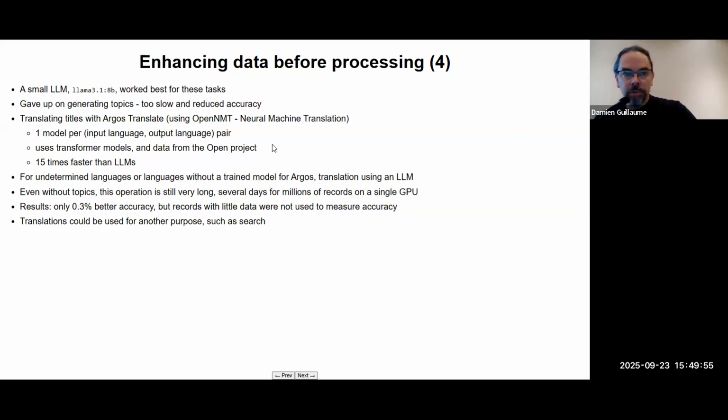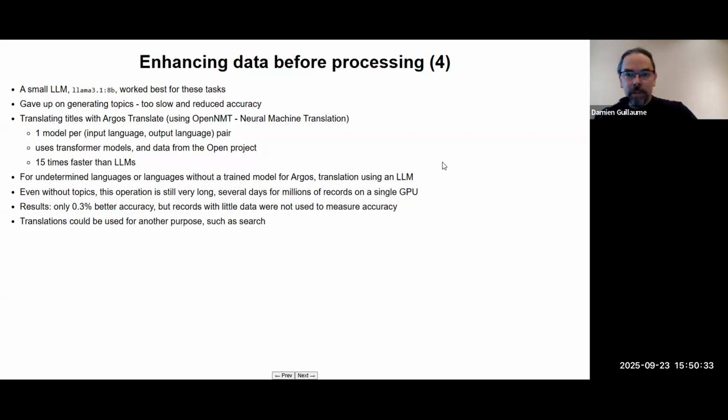The data is coming from an open project. So what I did is that I used Argos, and when I couldn't translate with it, I used the LLM as a backup. It's much slower. Even so, for all the topics and translations, it actually took me almost a week to process all these records.